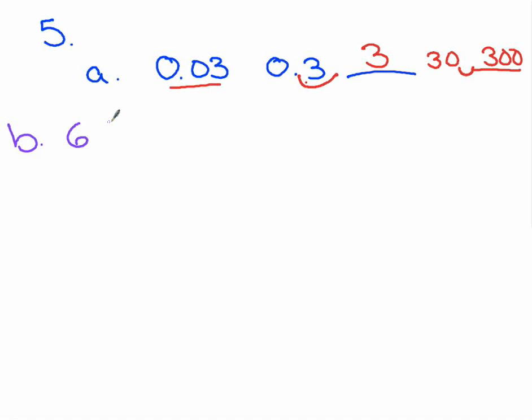6,500,000. And then it goes to 65,000. Well, how did they get 65,000? What did they have to do? Here's what I would do if I were you.